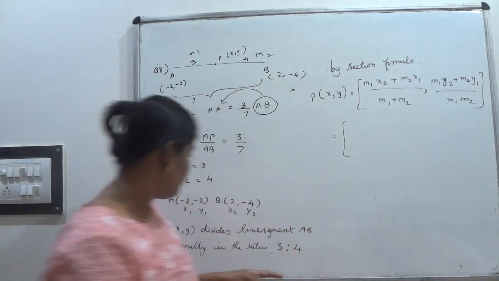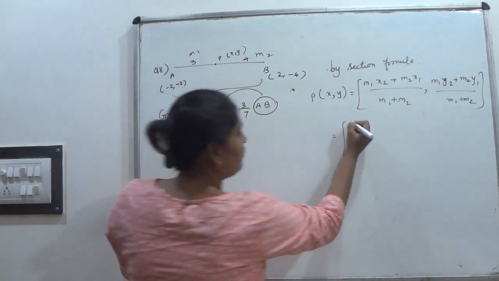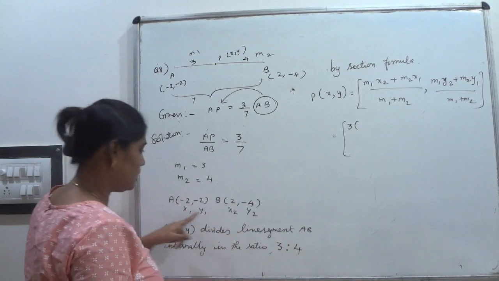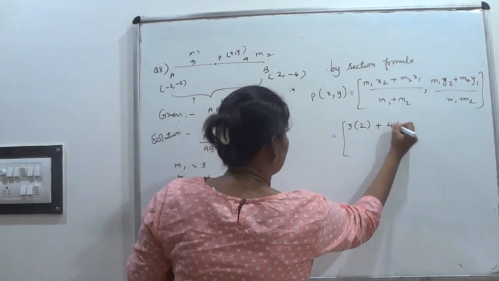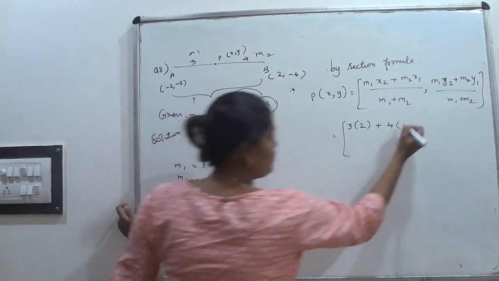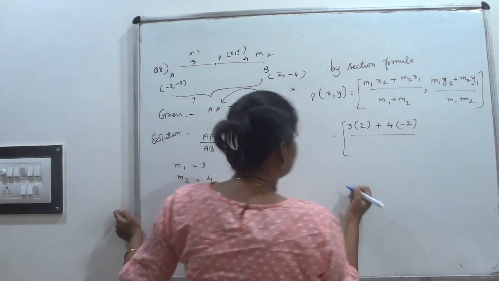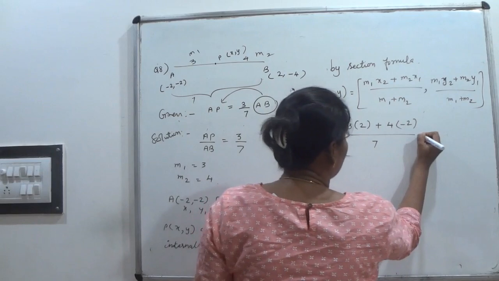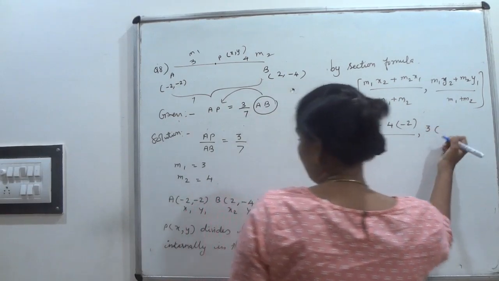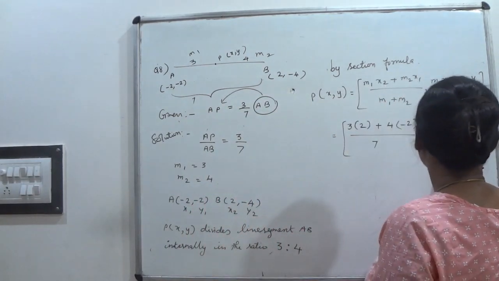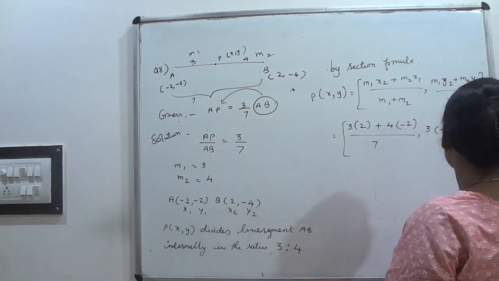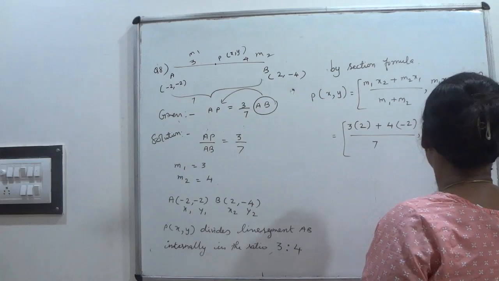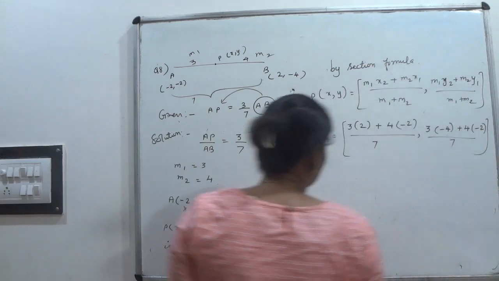What is m1? 3. What is x2? You have marked that, it is 2. Plus m2 is 4, and x1 is -2, upon m1 plus m2, that is 7. Likewise m1 is 3, y2 is what? Tell me. That is -4. Plus m2 is 4, y1 is -2, upon m1 plus m2, that is 7.